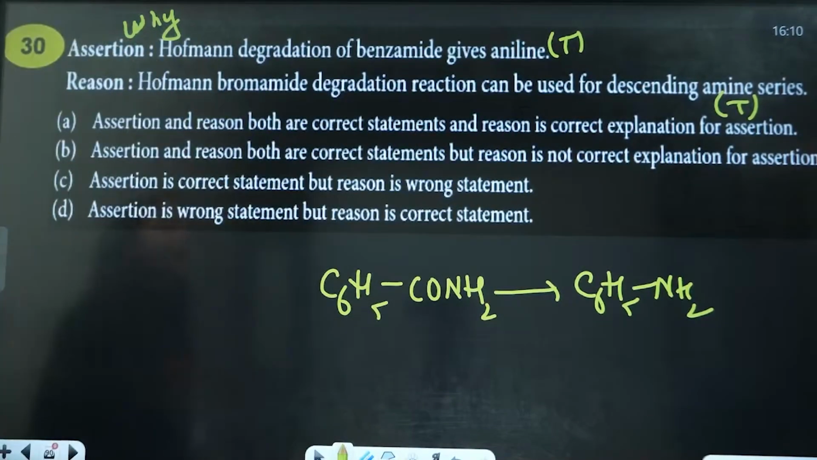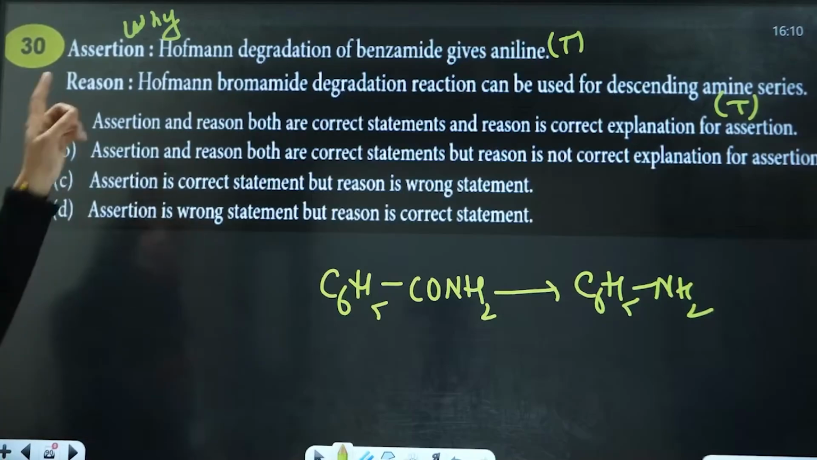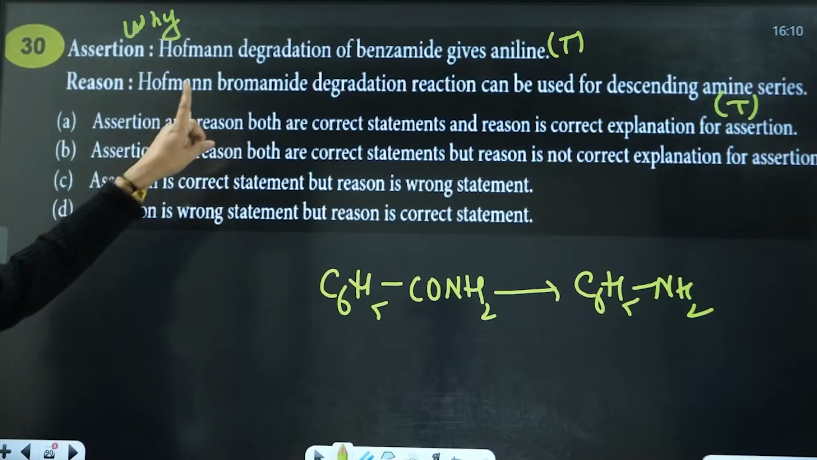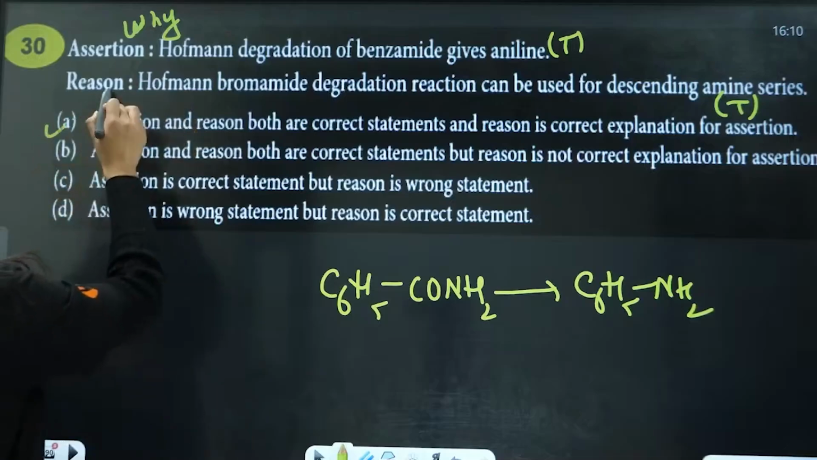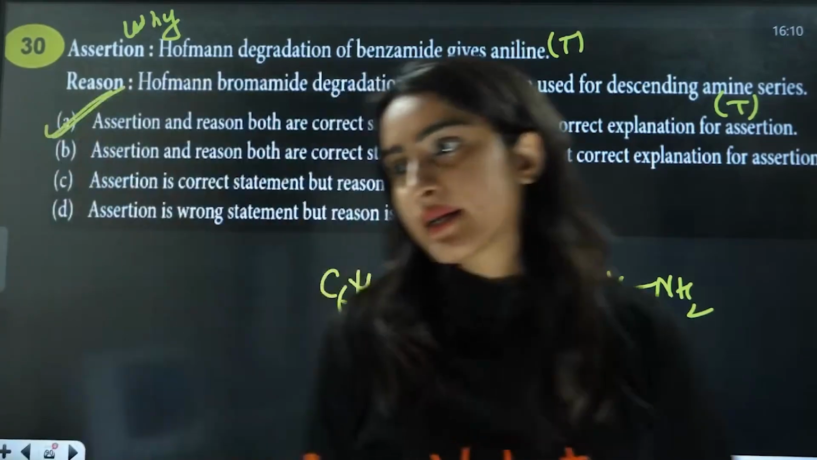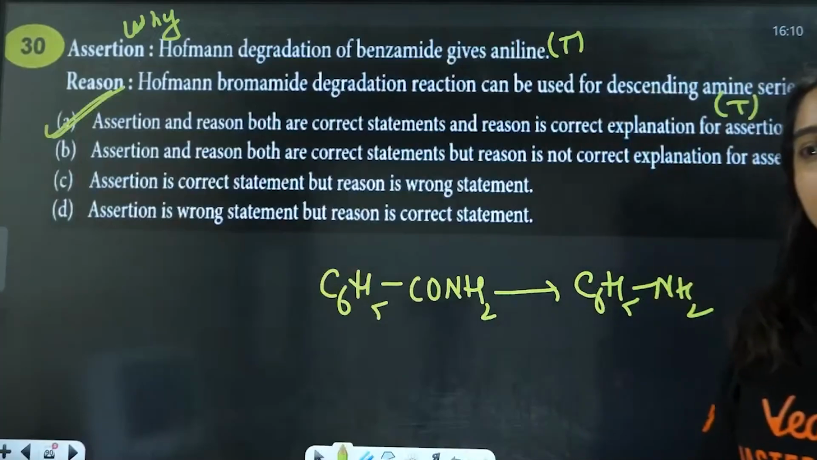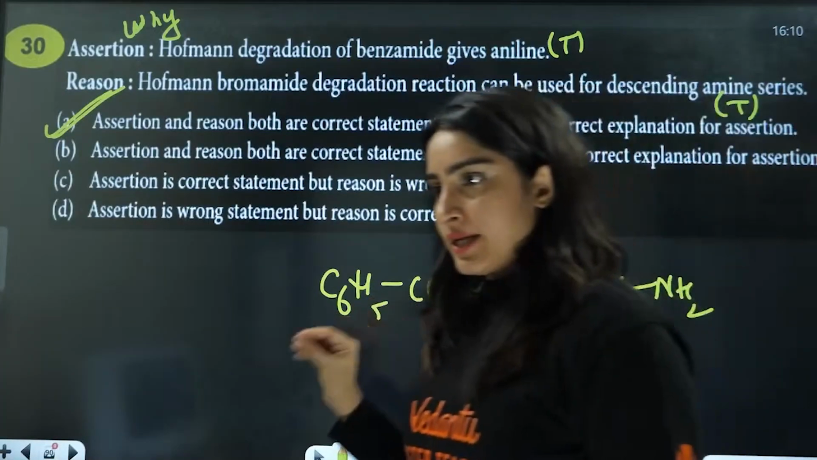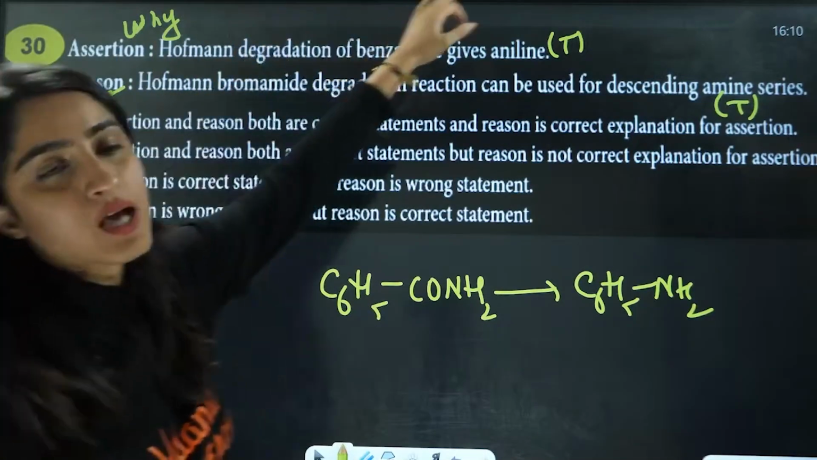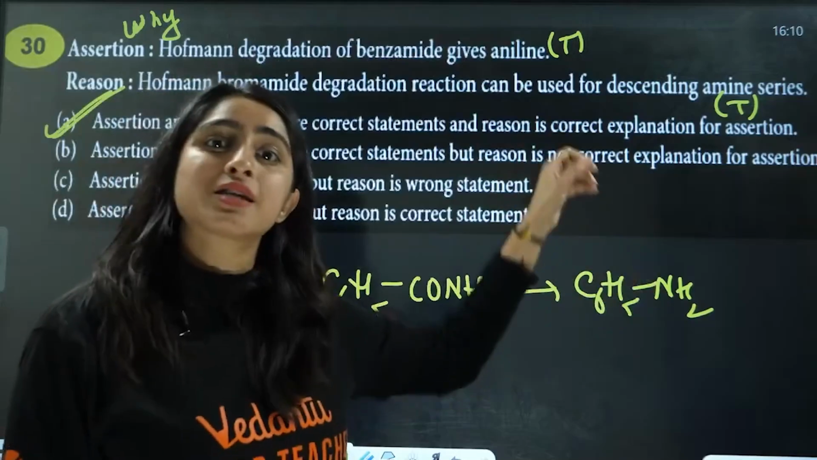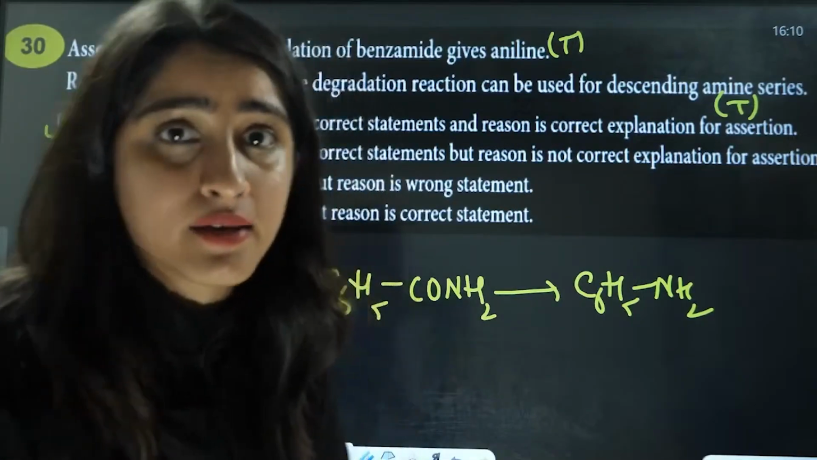Why is Hofmann degradation giving us this? Because it is giving us the descending amine. So the answer here is going to be A. A is the correct answer, because we are getting an amine with one carbon less. It is giving us the descending amines.